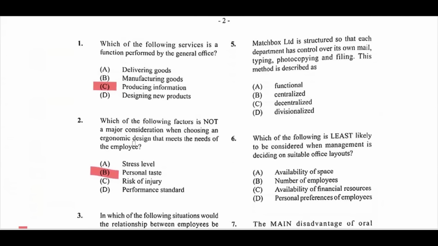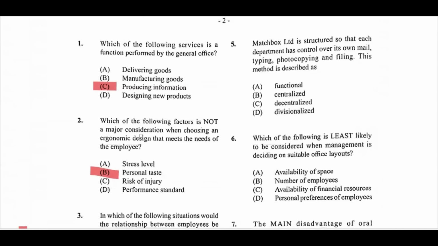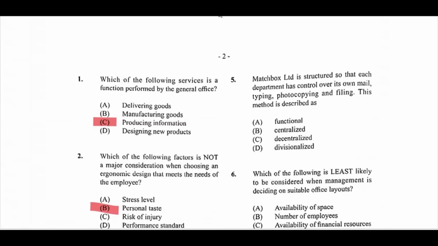Number 2 is not a repeated question. Number 2 is a new question. Number 3 is a repeated question. Number 4 is a repeated question. Let's go to number 5, which is also a repeated question.